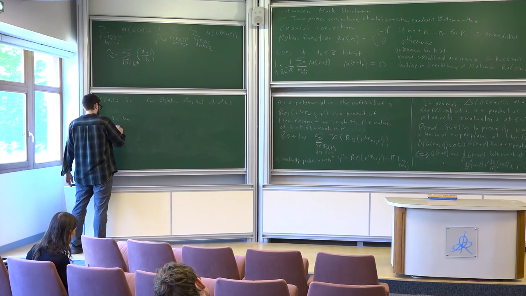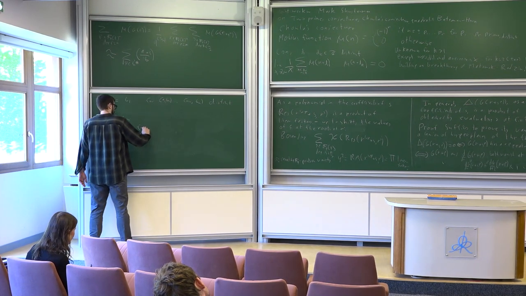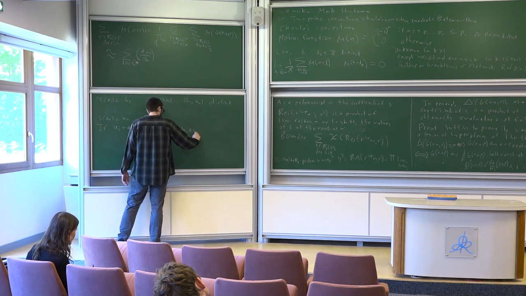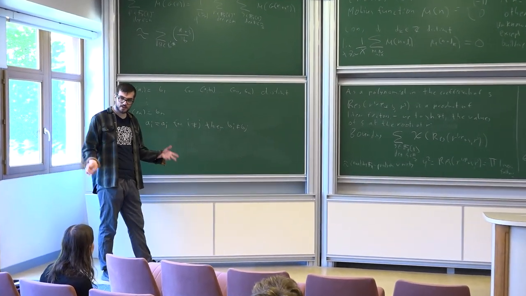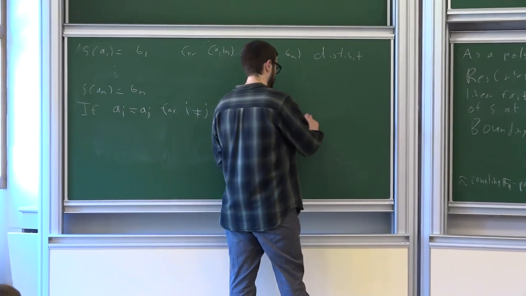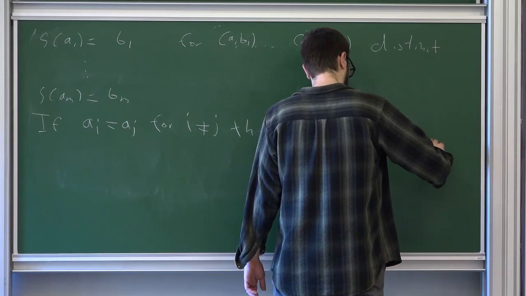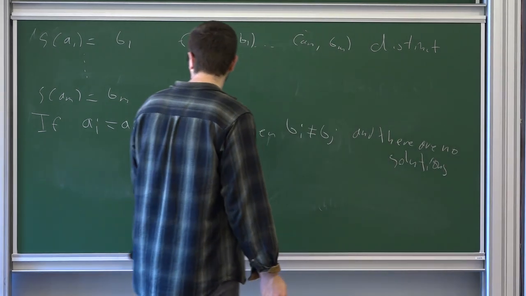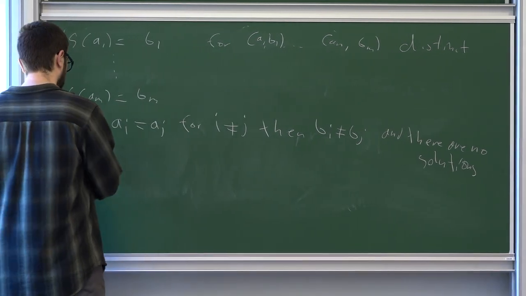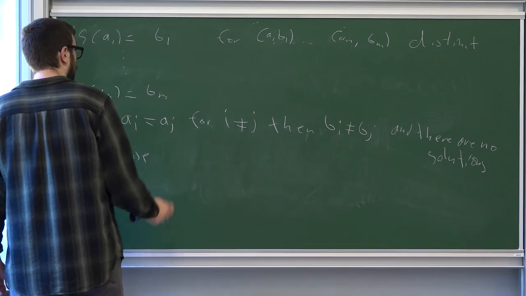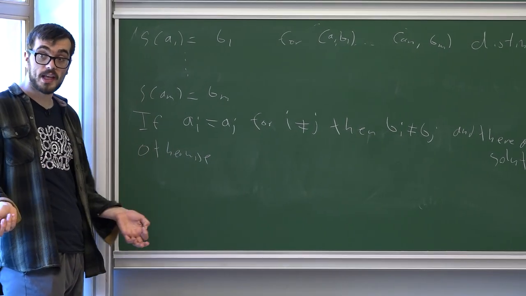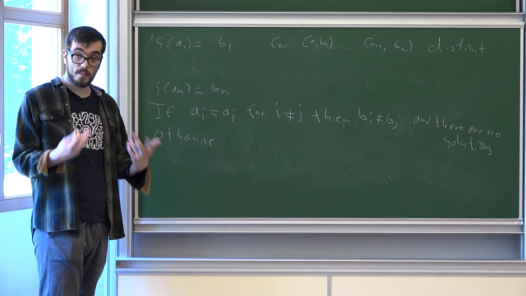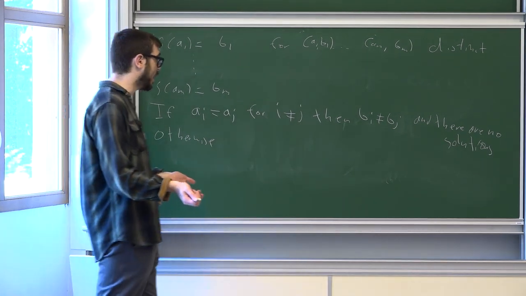If AI is ever equal to AJ for I not equal to J, then BI will have to be unequal to BJ because our equations are distinct. We don't want a redundant set of equations. And there's no solutions at all. Otherwise, we have the problem of polynomial interpolation. We've fixed the value of our polynomial at m distinct points, and we want to know how many polynomials satisfy it.